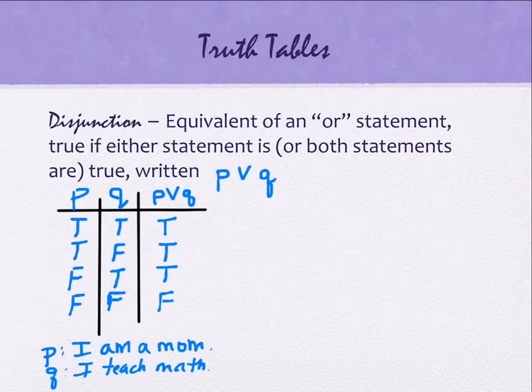So if you have anything in the row already that's a T, then the result is going to be T. The only way you're going to get a false result is if they both were false to begin with. That's a disjunction. Okay. Are we good?